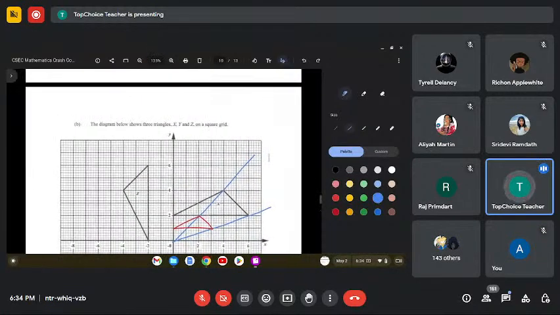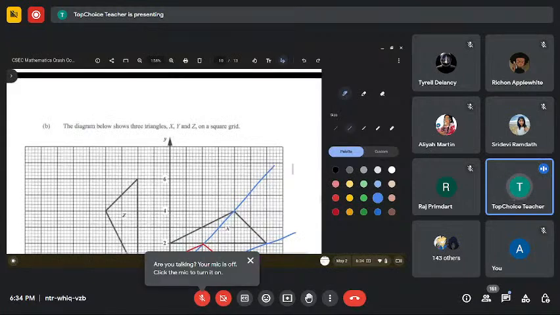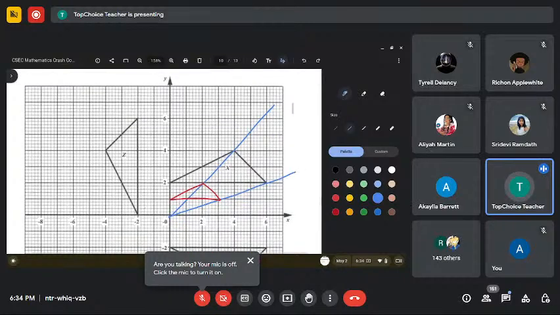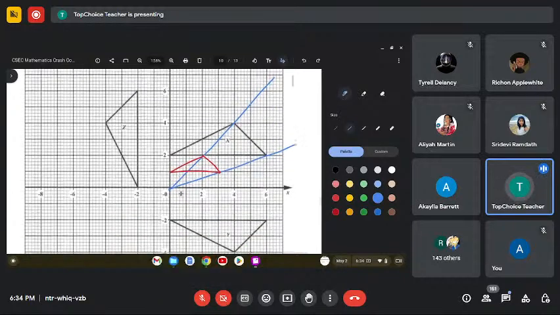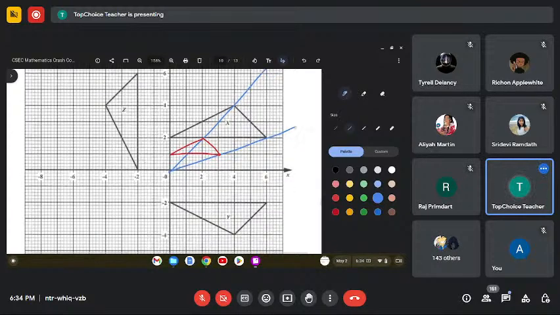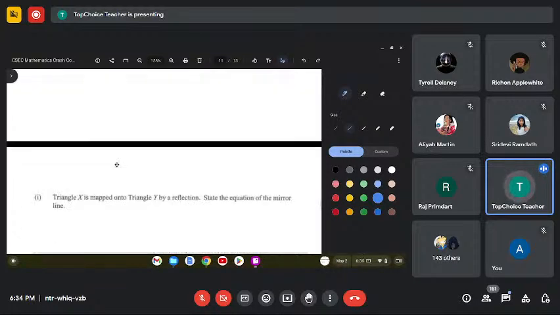So let's look at the next question. The diagram below shows 3 triangles, X, Y, and Z on a square grid, right? There's another name for these kinds of grids. We call them a Cartesian plane, but let me not go into all them words with you. Right, so we just call it a grid. And in this grid, we have 3 triangles. So instantly, you should be thinking about those things like rotation, transformation, reflections. That is the topic that should be popping into your mind right now. So let's look at the questions based on this wonderful diagram.